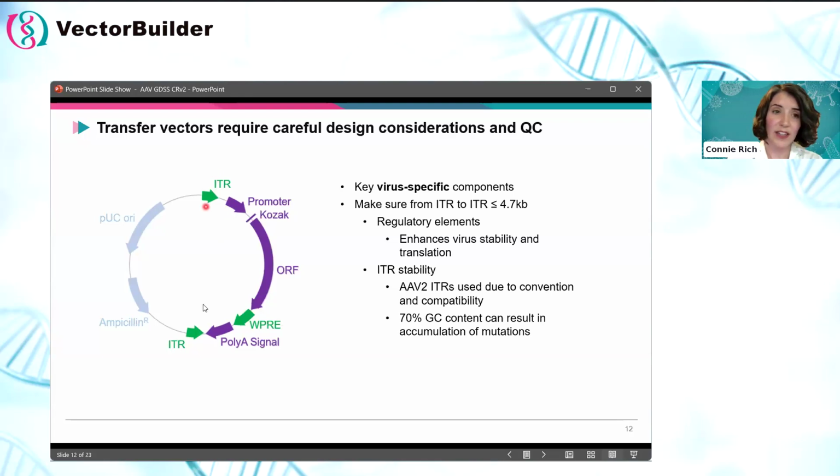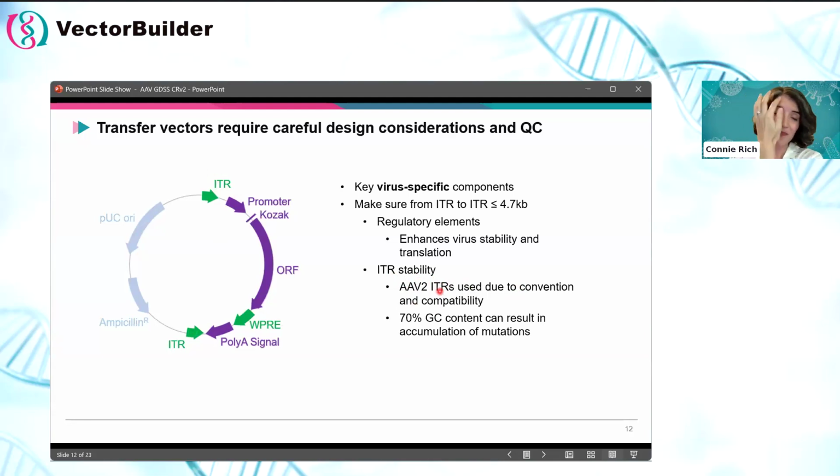So these ITRs typically come as just standard in your AAV transfer backbone. And they typically are going to be AAV2 ITRs, even if you're packaging in AAV9. Often the ITRs that you're going to use are AAV2. And that doesn't cause any problems. AAV2 ITRs are highly compatible with most serotypes.